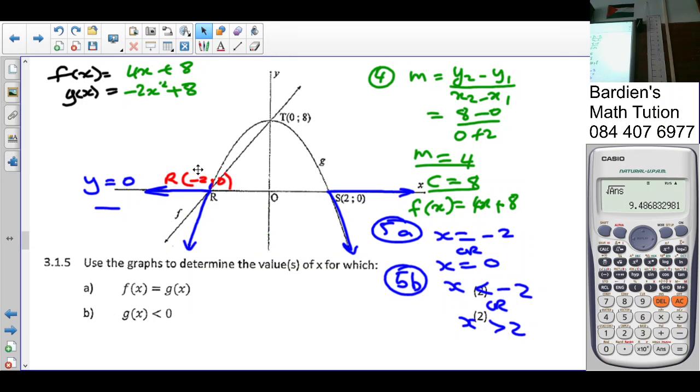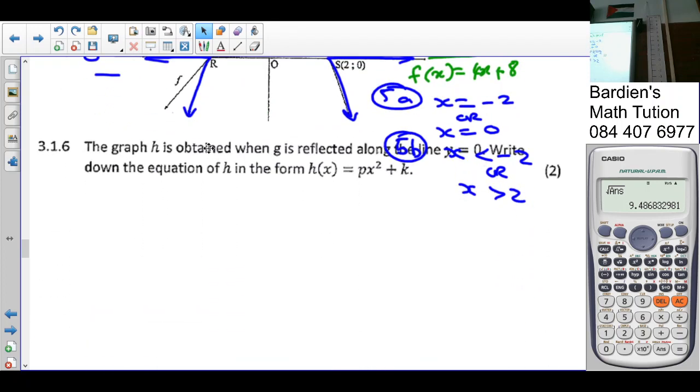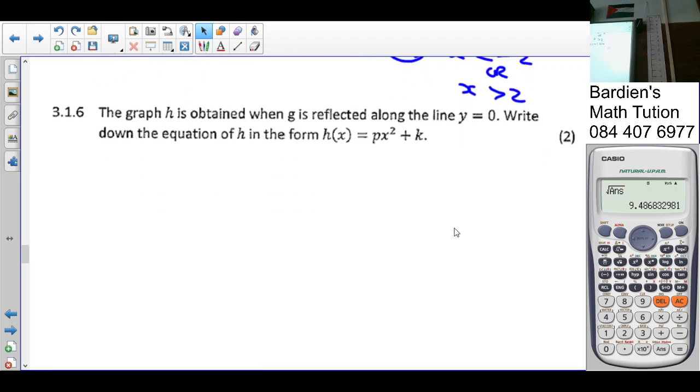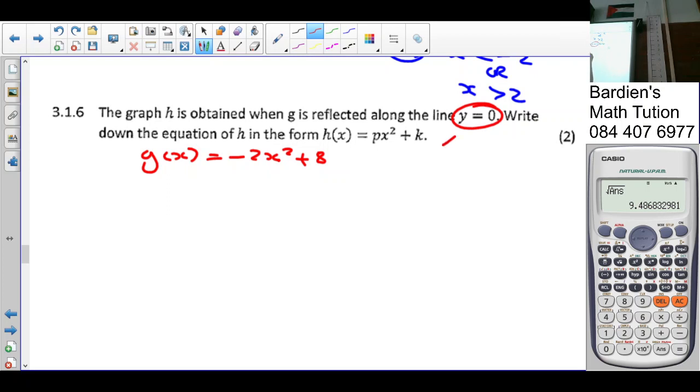Here's one more question regarding this here. We are told the graph of h is obtained when g, so what is the equation of g? G of x equals negative 2x squared plus 8. The graph of g of x is reflected along the line y is equal to 0. So the y is equal to 0 line is also what? Your x-axis.